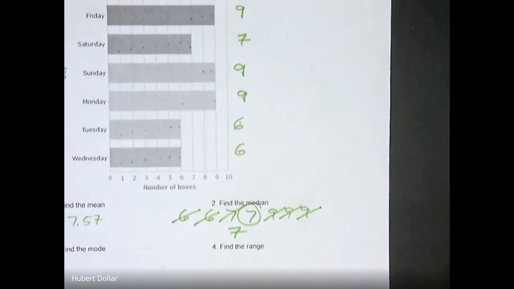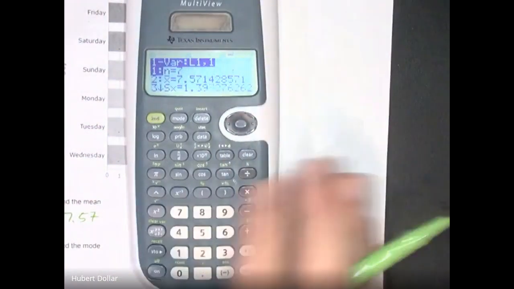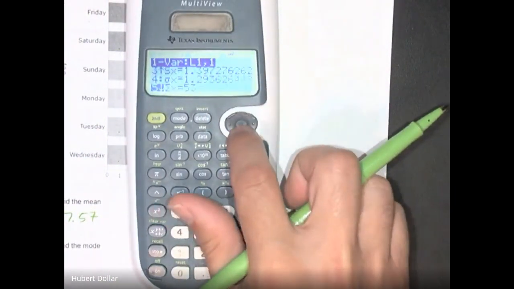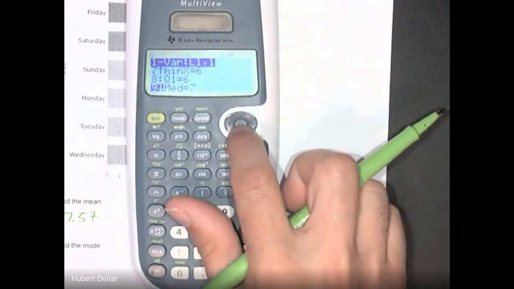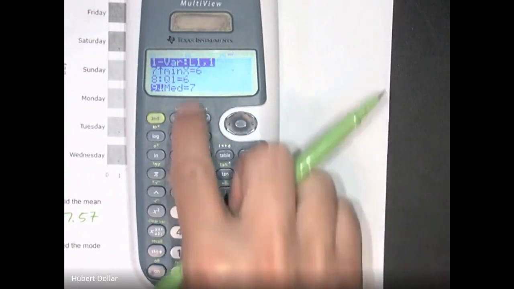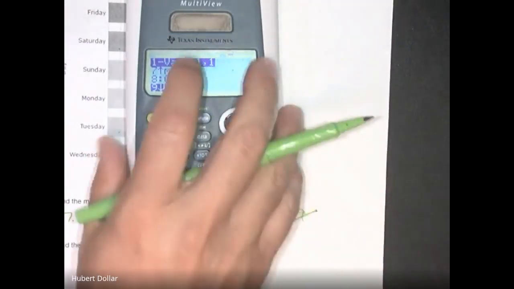Now, in this calculator, since we've already done the stats, if you come down and just keep on using this down key, at the very bottom there's an MED, and that is the median, and so the median is 7.